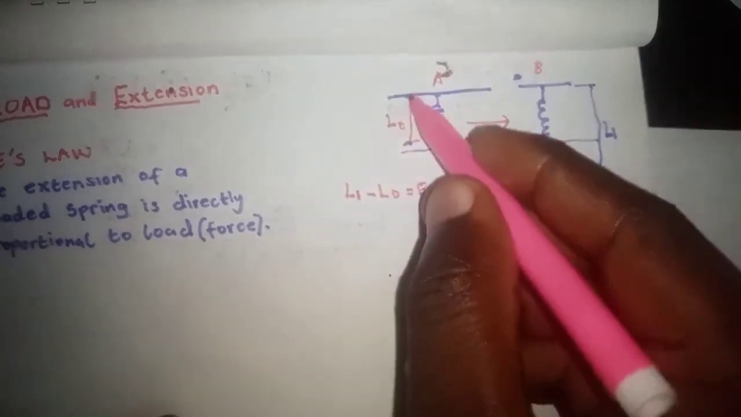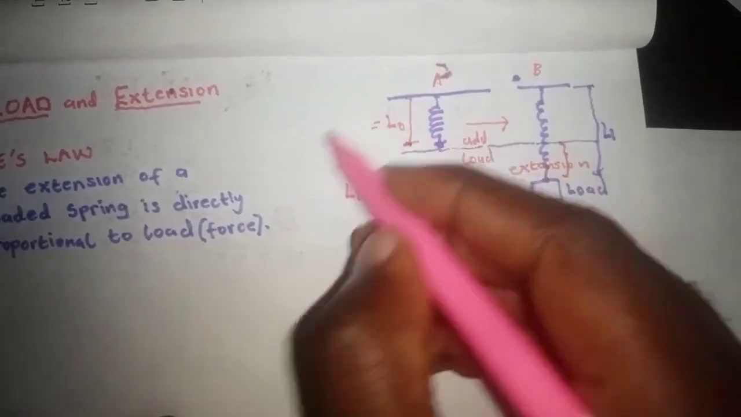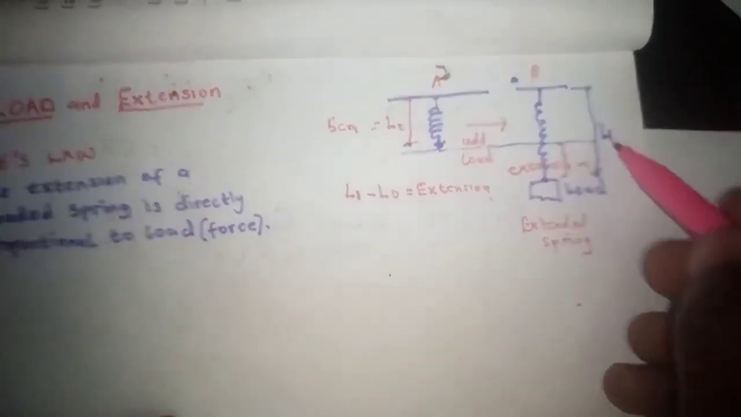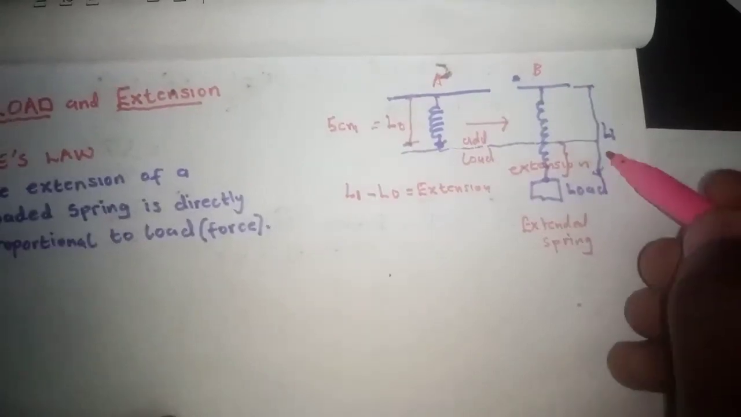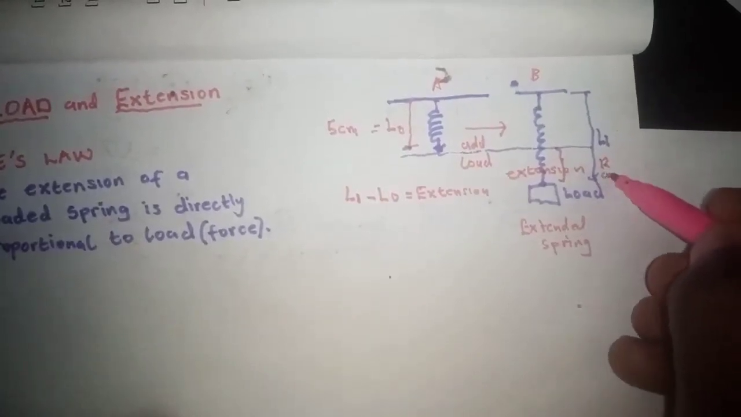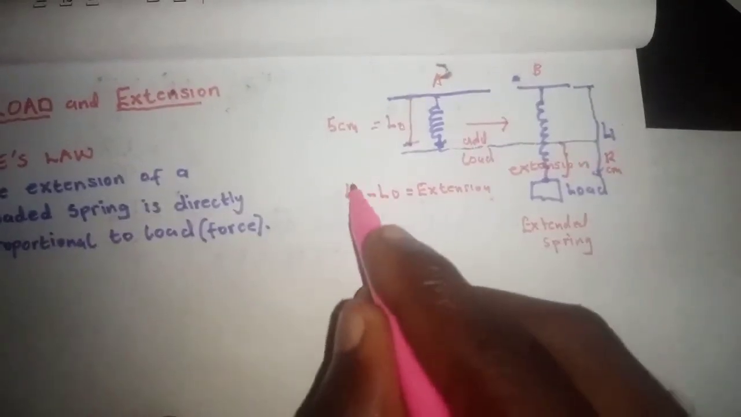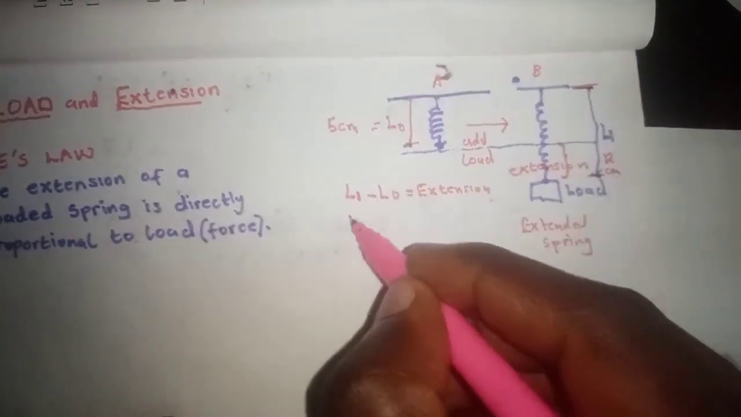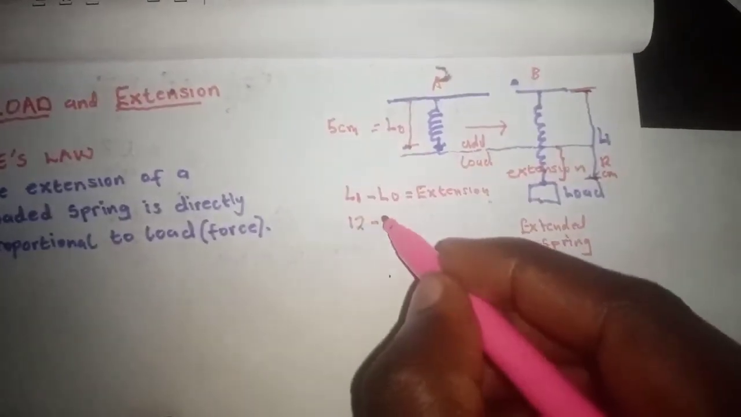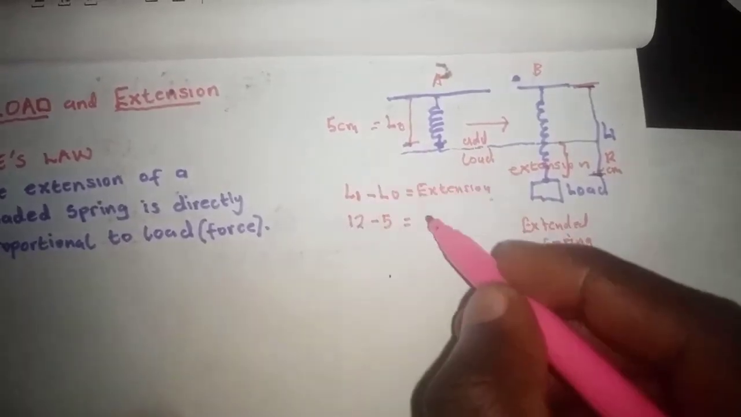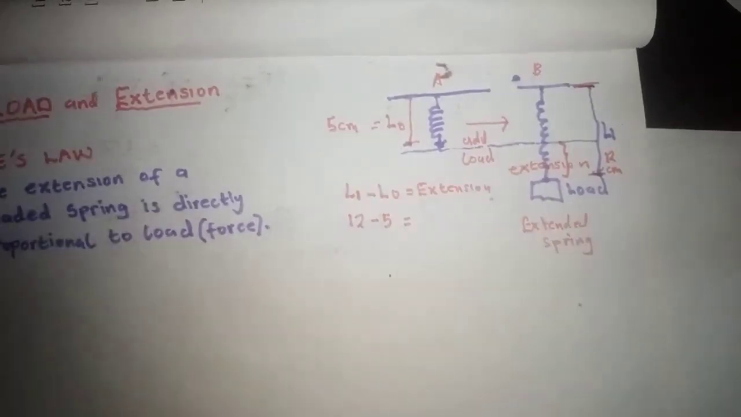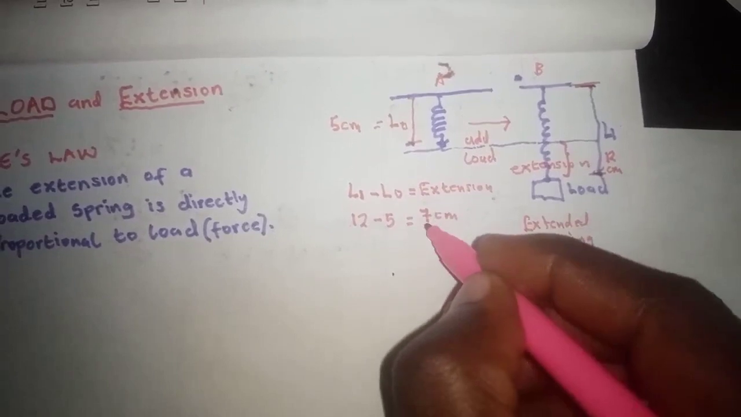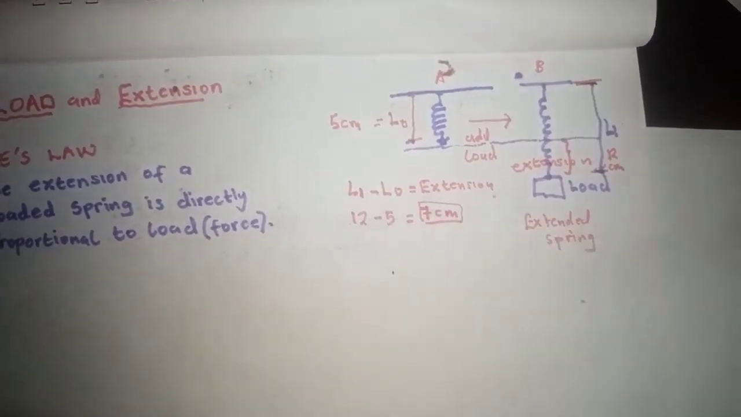In other words, let's say the original length was simply 5 centimeters. After it extended, it goes all the way to 12 centimeters. So the extended length is 12, minus the original, which was 5. So our extension is simply 7 centimeters. This was our extension.